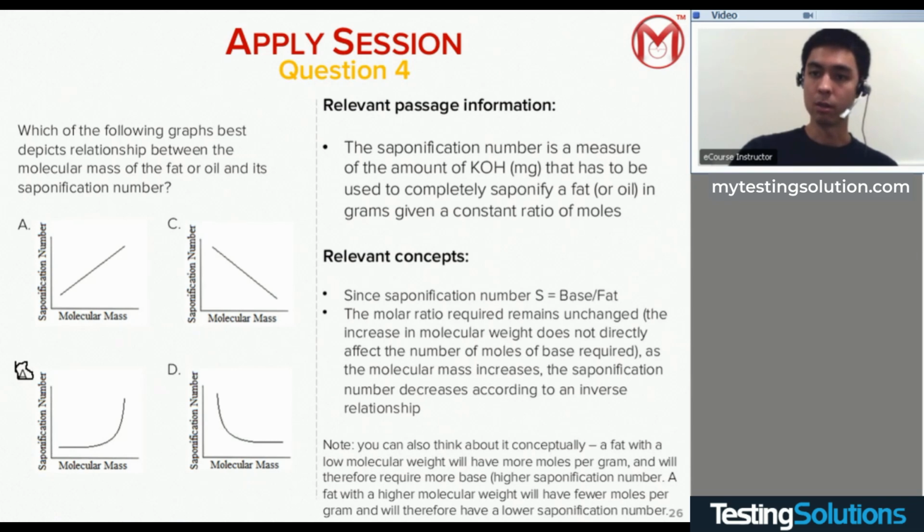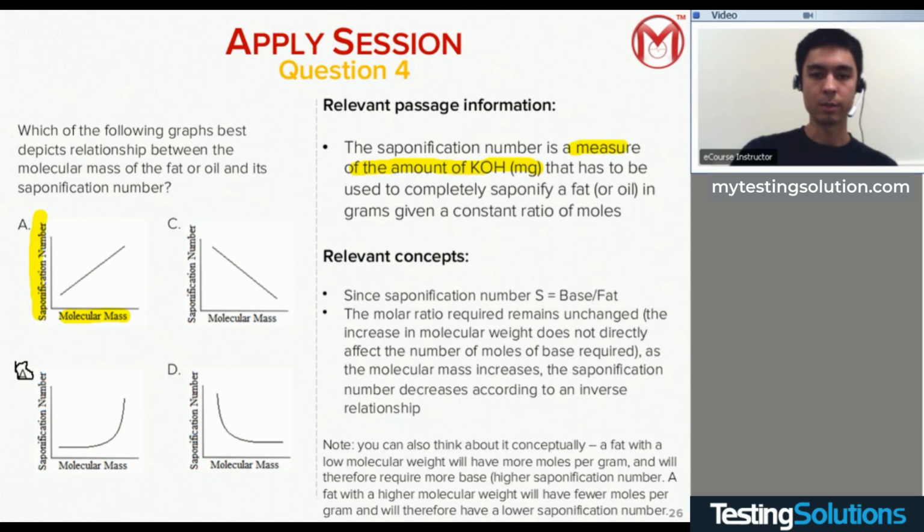So again, very important, look at the axes. Saponification number is on the y-axis, not on the x-axis here. And the molecular mass, presumably of the fat or oil, is on the x-axis. So what happens to the saponification number as you increase the molecular mass of the oil? Okay, again, saponification number is the measure of the amount of KOH in milligrams that has to be added to completely saponify a fat or oil. Okay?